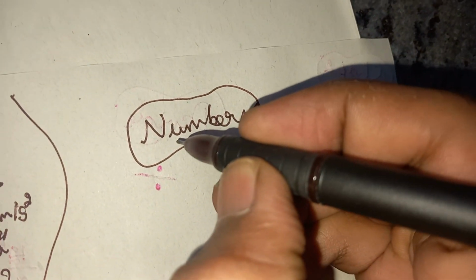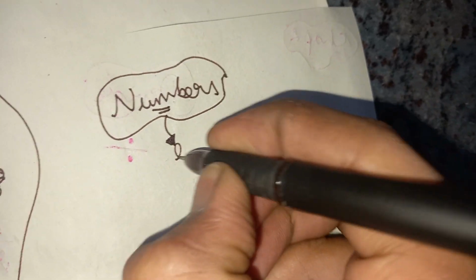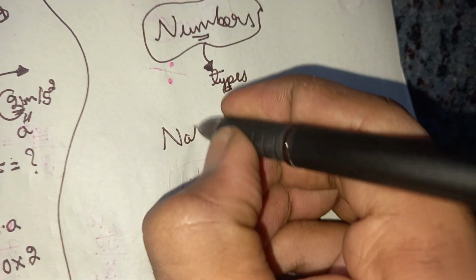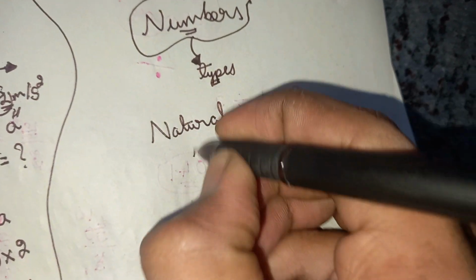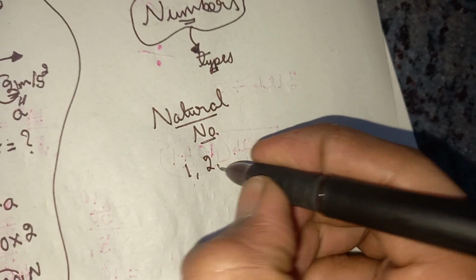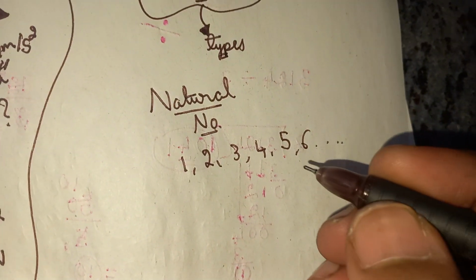Dude, now I'll tell you about numbers and the different types of them. There are many types. The first type begins with natural numbers. Natural numbers are just counting numbers. You keep on counting from 1, 2, 3, 4, 5, 6, and like this you keep on continuing. These are known as natural numbers.